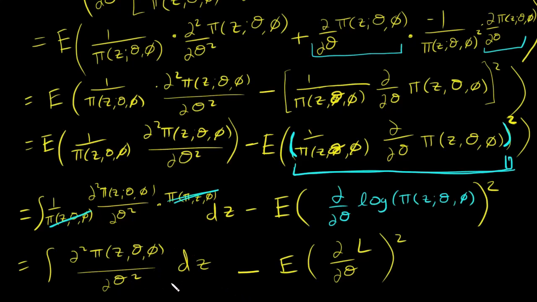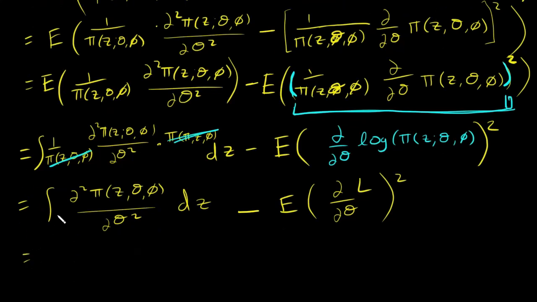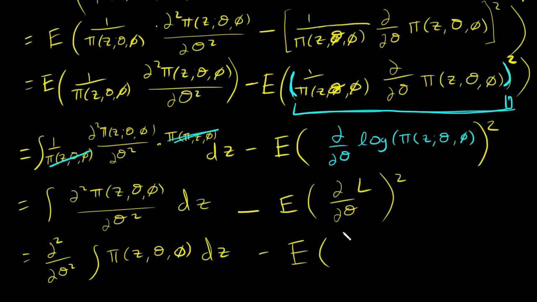Now I can reverse the integration and the derivative using the Leibniz integral rule, which, as long as we assume that the bounds of z don't depend on theta, we're good to go. We can reverse the integration and the derivative like this. I can do my integral first and my derivative second. I'm just going to keep writing this, so copy this down.